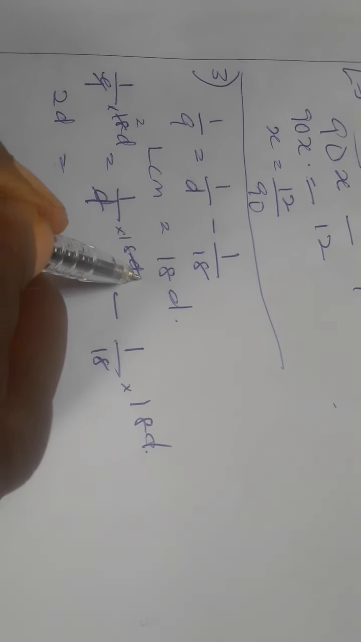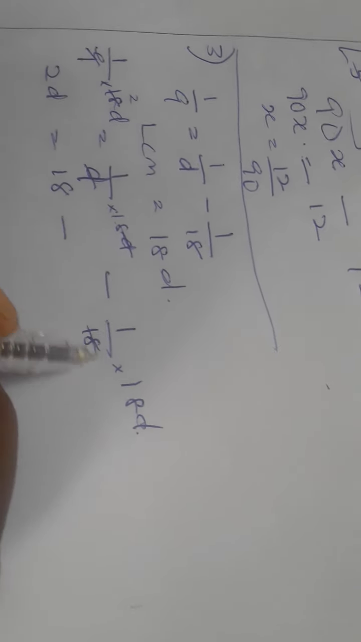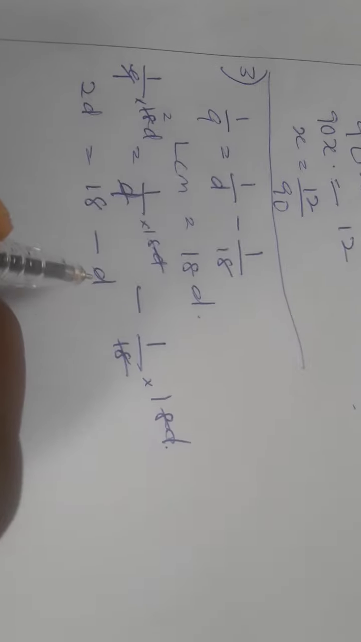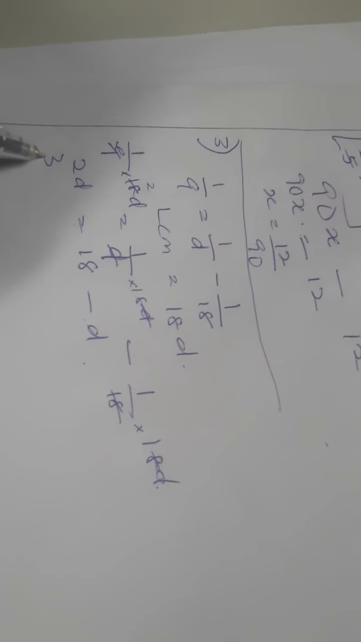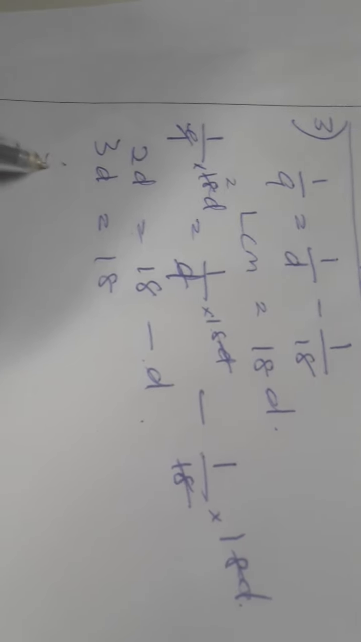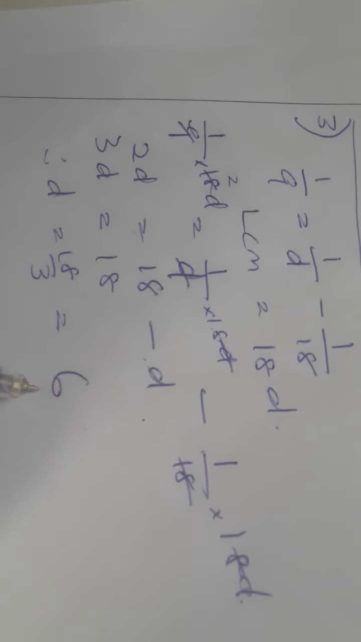d takes out d, so you have 18 times 1, which will give you 18. Then 18 takes out 18, and you're left with d. If we collect like terms, you add d to this side, or you bring this d to this side, you have 3d is equals to 18. Therefore, d is equals to 18 over 3, which is equals to 6.